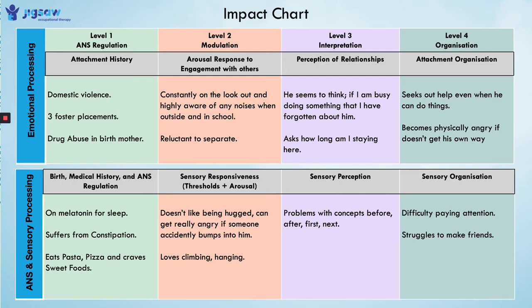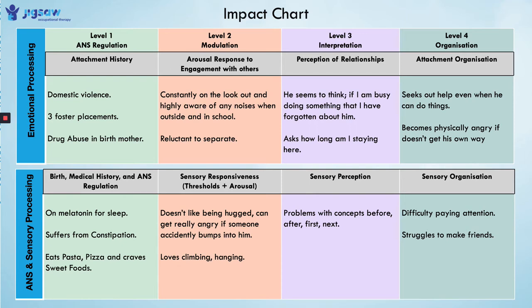Now, modulation is closely linked to states of arousal. Our arousal is influenced by how we perceive the sensory environment and those within it. The question to consider is whether a person's arousal is triggered by the sensory environment or by others, which affect the modulation process, and perhaps that attachment history. This is where it's really important that we understand possible effects of your child's attachment history and their early life experiences, as this can have an effect on the levels as we move up in this chart.